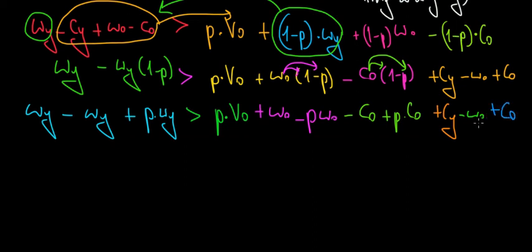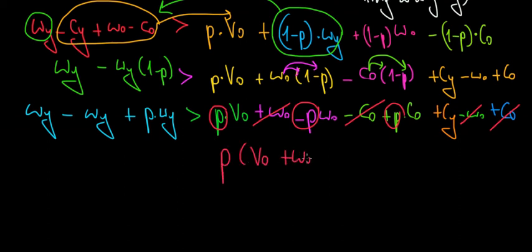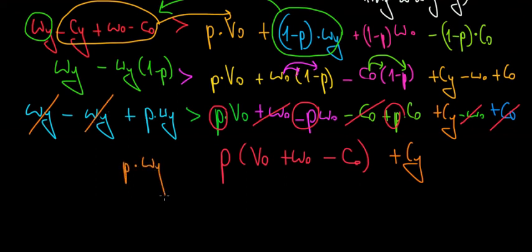Okay, let's see what we can cancel here, because we have Wo minus Wo, this will go away, and we have minus Co plus Co, these ones cancel out. And do we have anything else? No, that would be it. We can take P as a common factor, P times Vo plus P times Co minus P times Wo. So we can take P as a common factor, we're left with Vo plus Wo minus Co plus the cost of effort when he is young, so plus Cy, this is what we're left with here, must be greater than all that. And over here, Wy minus Wy goes away, and we're left with P multiplied with Wy.